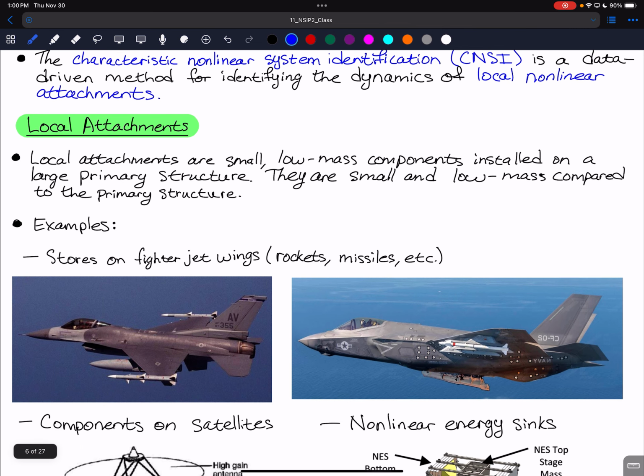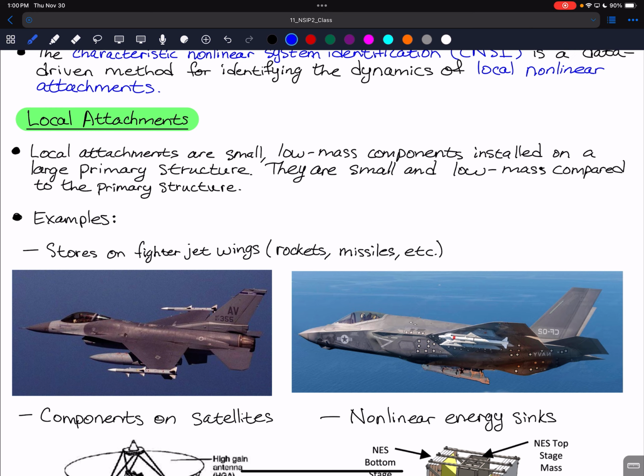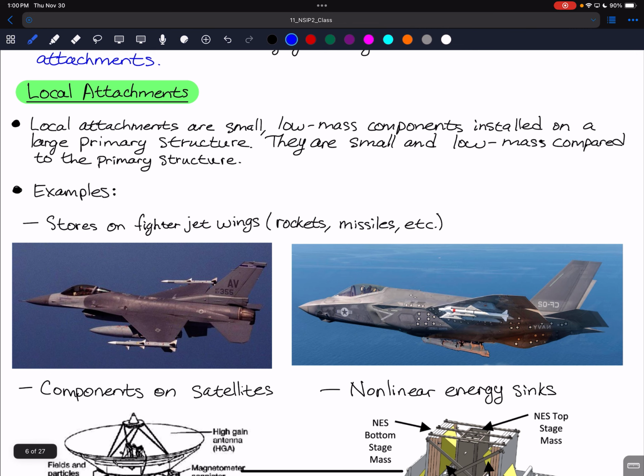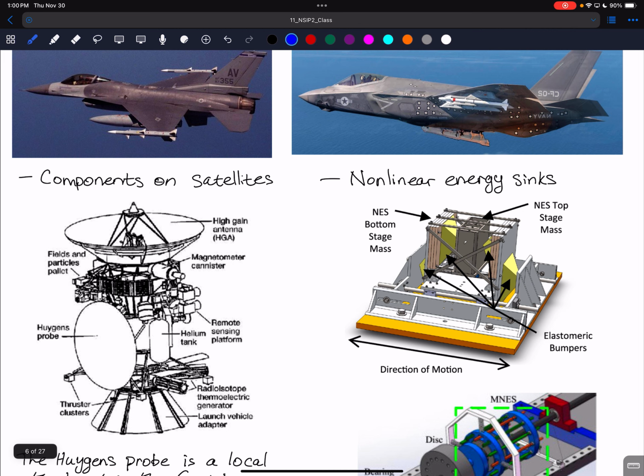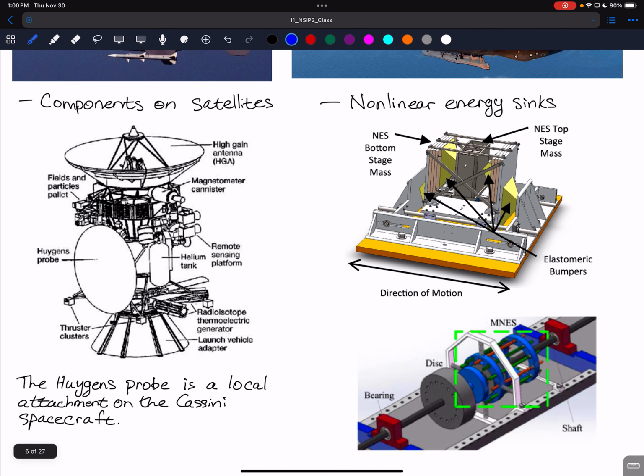Some examples are any kind of rocket or store on a fighter jet wing, even the fuel pod also. A lot of satellites will have small components, and the famous example is the Cassini spacecraft with the Huygens probe, which exhibited some really interesting nonlinear behavior, and it was actually a local attachment. Its mass should be under 5%, I think, of the whole total spacecraft, maybe less than that. And we've mentioned nonlinear energy sinks before, and every nonlinear energy sink is a local attachment, falls into this category of local attachments.